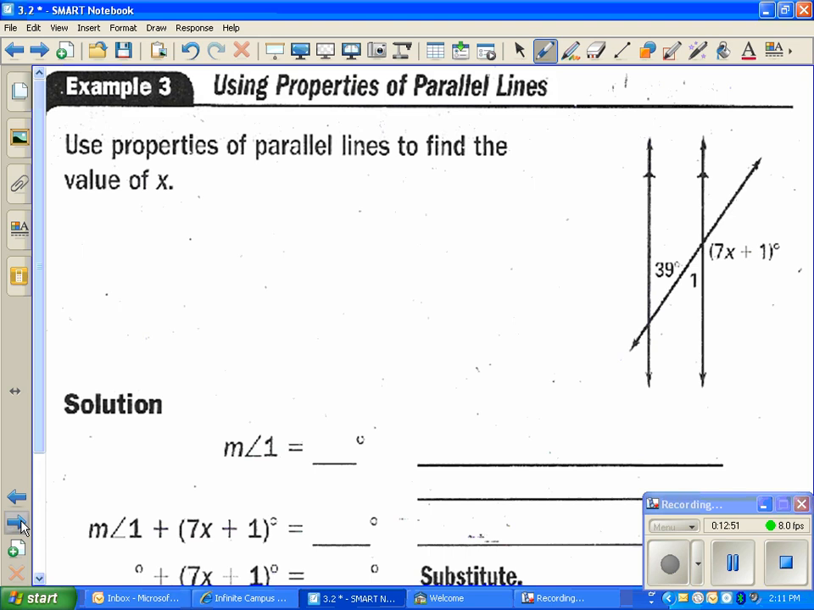All right. So let's figure out what the next one should be. I'm using properties of parallel lines to find the value of x. And this is a little harder. This is a little harder. You think you can help me out with this? Angle 1. What is angle 1?